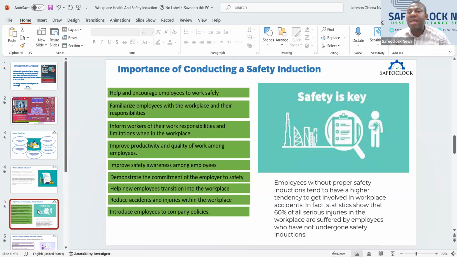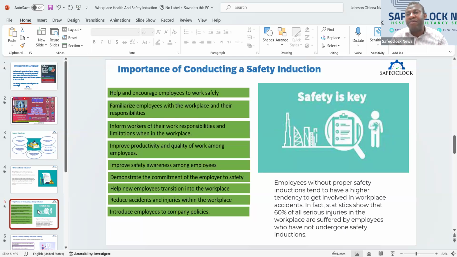Another important point is that it helps new employees transition to a new workplace. Safety induction is conducted for new people, especially on the first day at work. So that employee or that worker is coming from a different environment. Safety induction helps him to get familiar with that new work environment. You get him acquainted with the activities, and with the hazards and the risks associated with that environment. So he will safely transition from where he is coming from to this new environment.